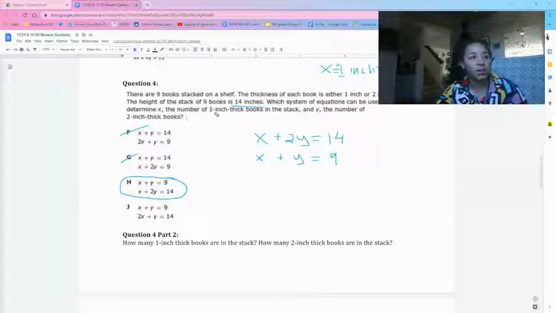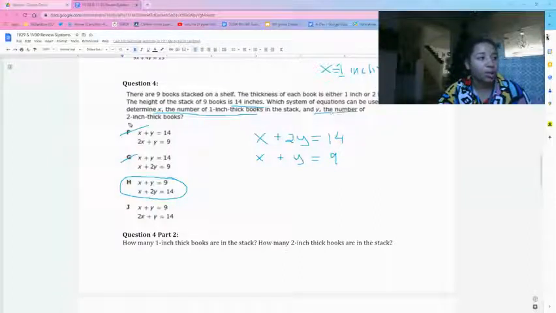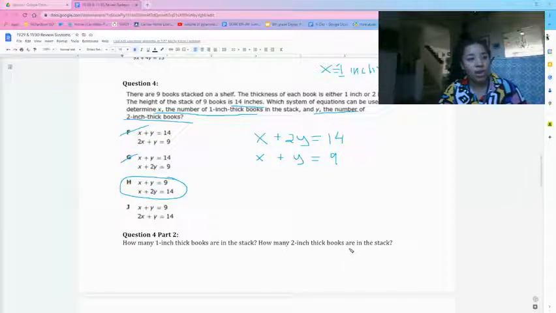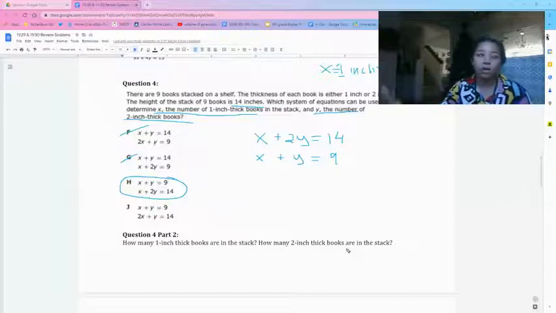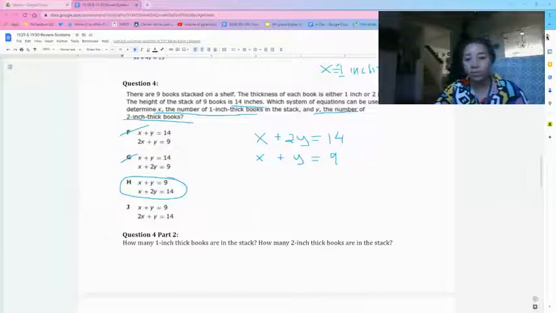Because it wasn't stated, actually, just kidding, it is stated. X is 1 inch and Y is 2 inches. So sorry, it is H. H is correct. Okay, so how many 1-inch thick books are in the stack and how many 2-inch thick books are in the stack? So this one we're going to be solving for elimination.